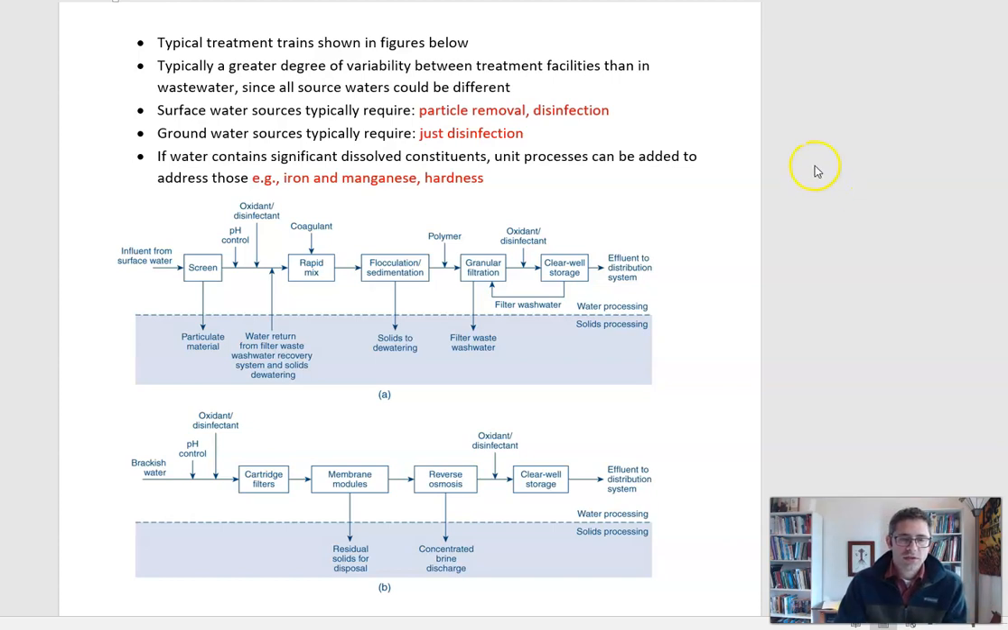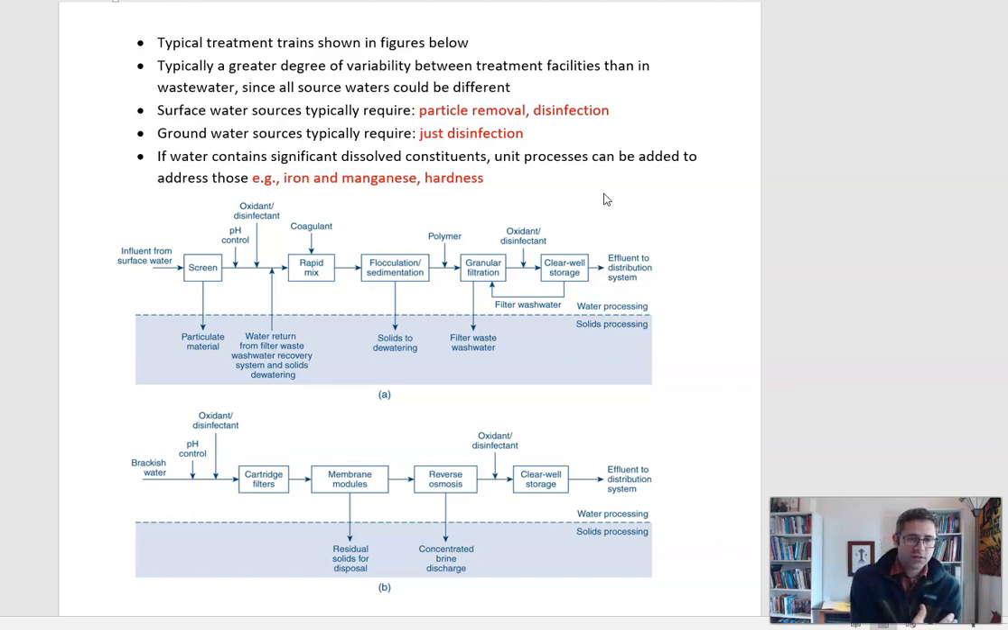Versus a groundwater system, a system that is getting its water from groundwater, might look a lot like this, but without anything prior to about, say, here. Right, so all of this isn't needed because the ground itself is acting as a giant filter. So once you get to the well, you don't have particles anymore. And thus we don't need all this particle removal stuff. All we really need is disinfection. So that's what these two lines say. Now, if the water contains significant dissolved constituents, you could add unit processes to address those.